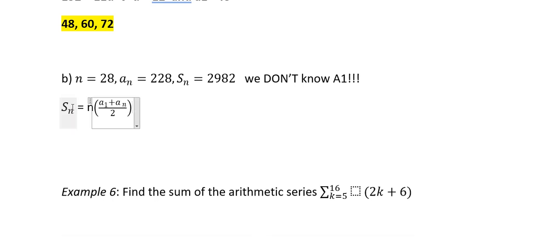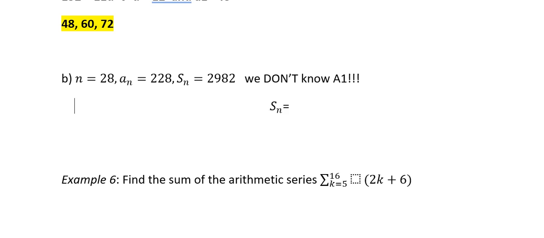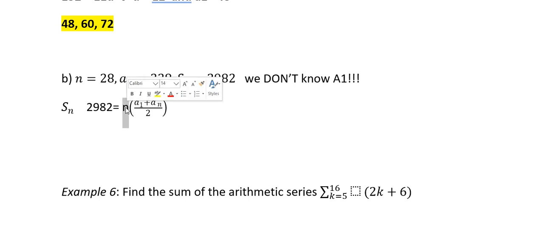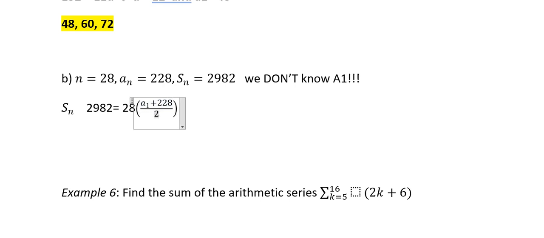Okay, we're just going to do this: 2982 equals, n is 28. We know that. We don't know a sub 1, so we leave that alone. We do know that a sub n is 228, and the 2 is a constant. So now we have to take this and solve for a sub 1.